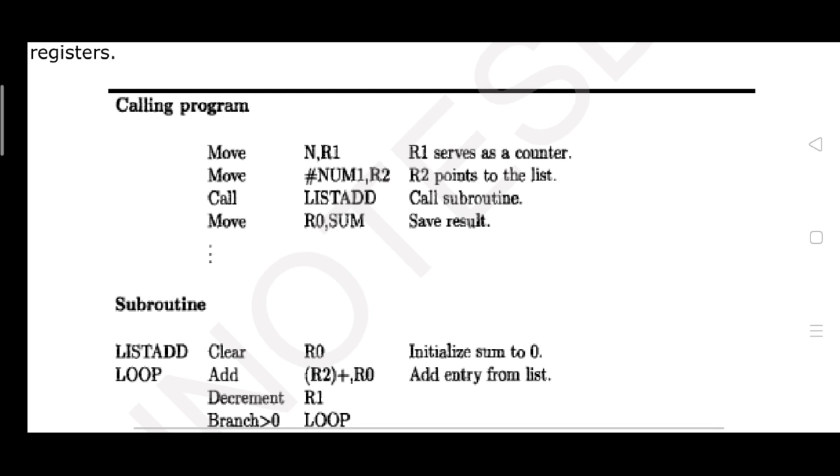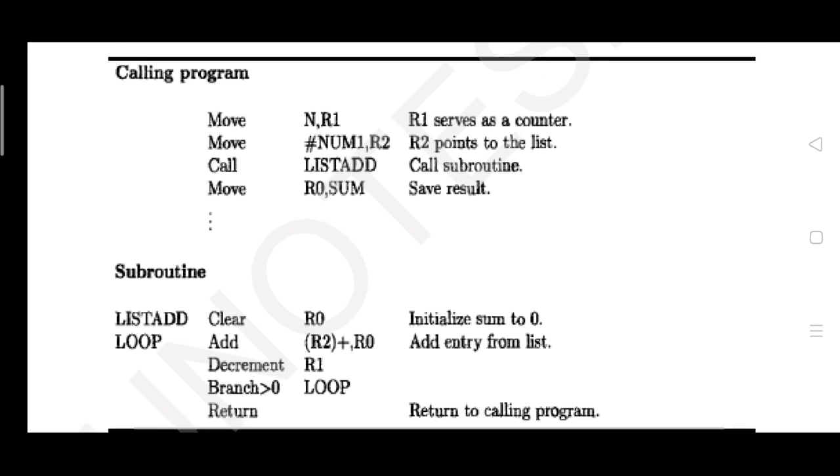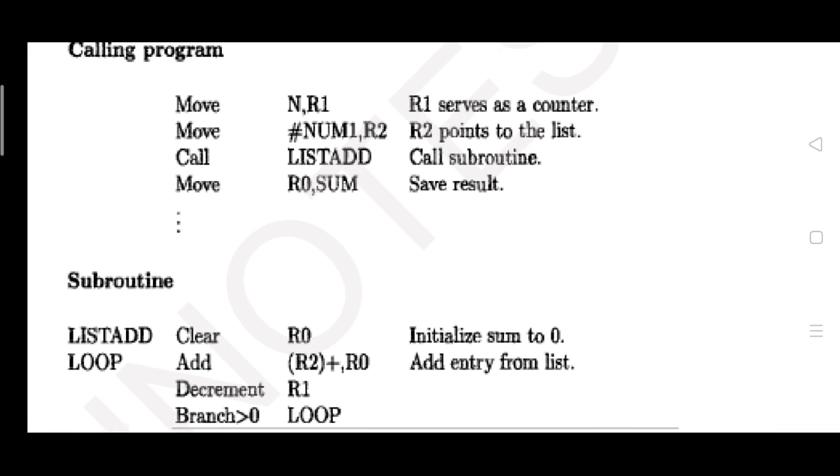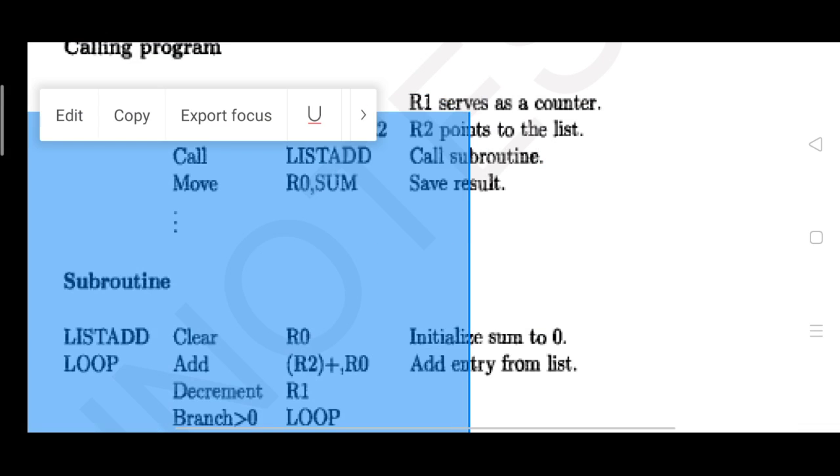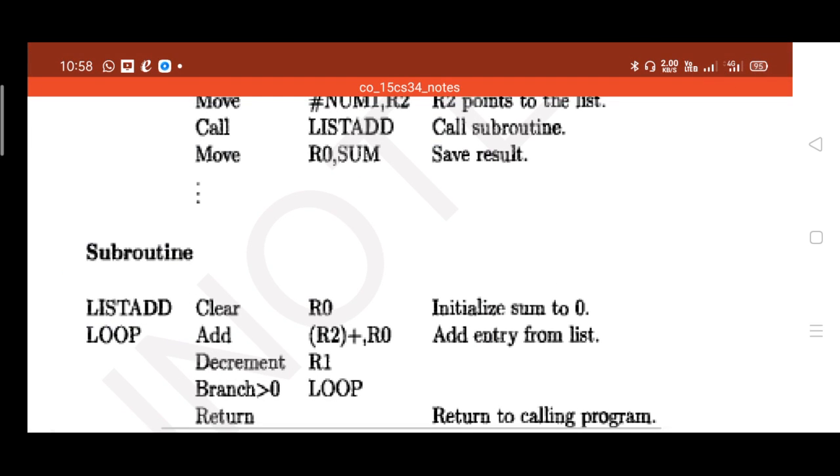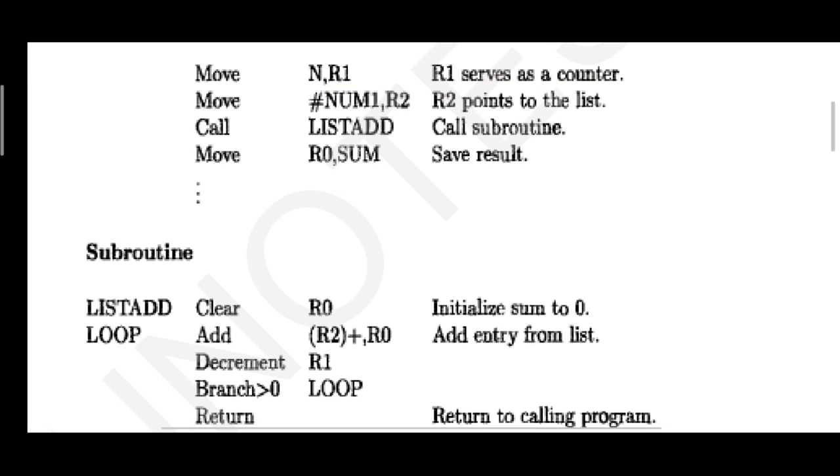Finally, I'll come back to that last move statement later. So you have to look into the location list add now. Under list add, the intermediate register R0, which stores the summation, is initialized to 0 using the clear statement, clear R0. Then loop, that is, repetition is required.